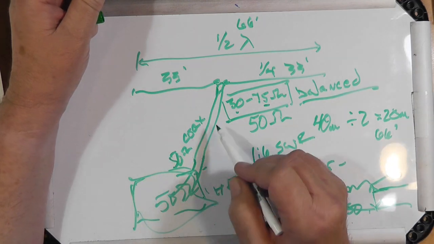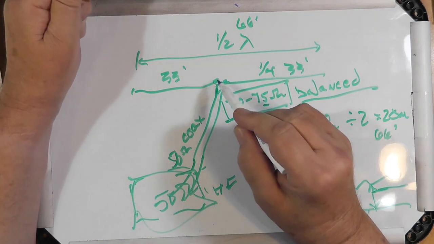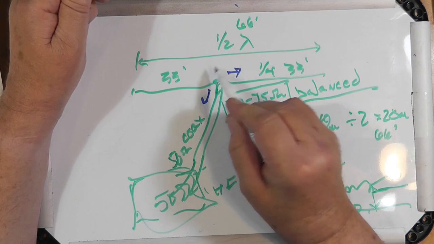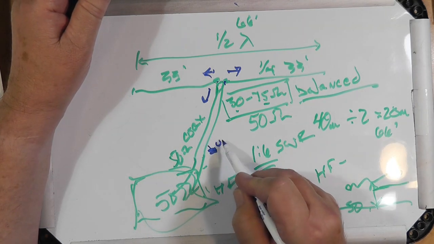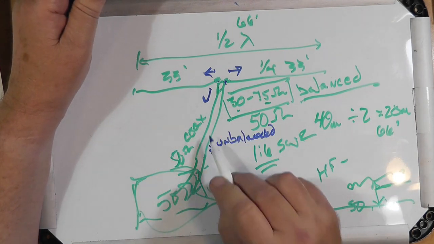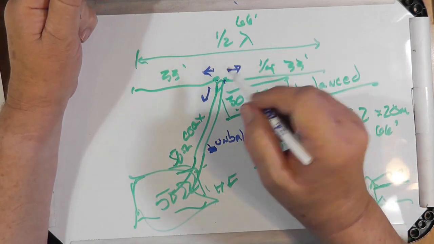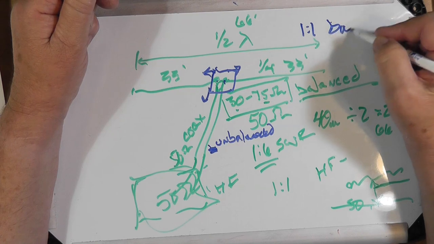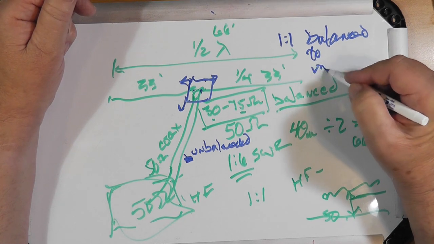Okay, so where would you put a one-to-one balun? Well, we assume that this is 50 ohms here and here, and both ways we're looking at 50 ohms, okay? Now, here's the thing. This is unbalanced because it's coax. This is balanced because it's got two equal sides, okay? And so this is where you would put a one-to-one balun, balanced to unbalanced.